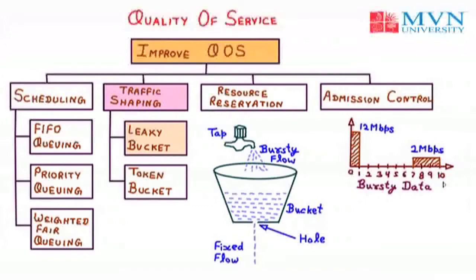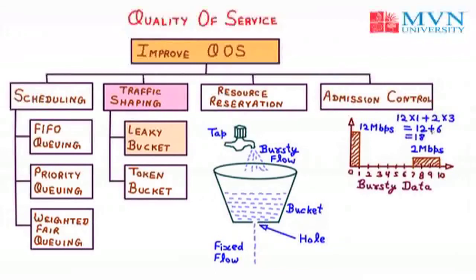Now as we follow the leaky bucket algorithm, the data must be of fixed flow. So if we count the complete data, it is 12 into 1, that is 12, plus 2 into 3, that is 6. So 12 plus 6 is equivalent to 18.